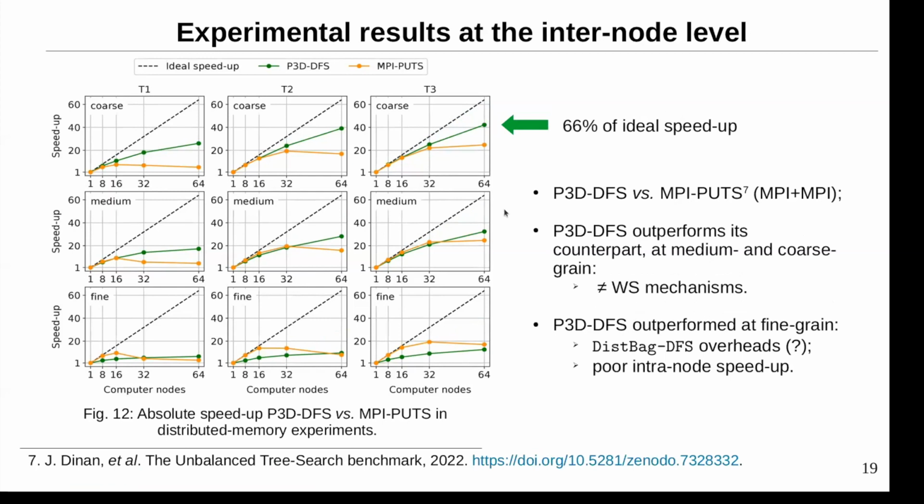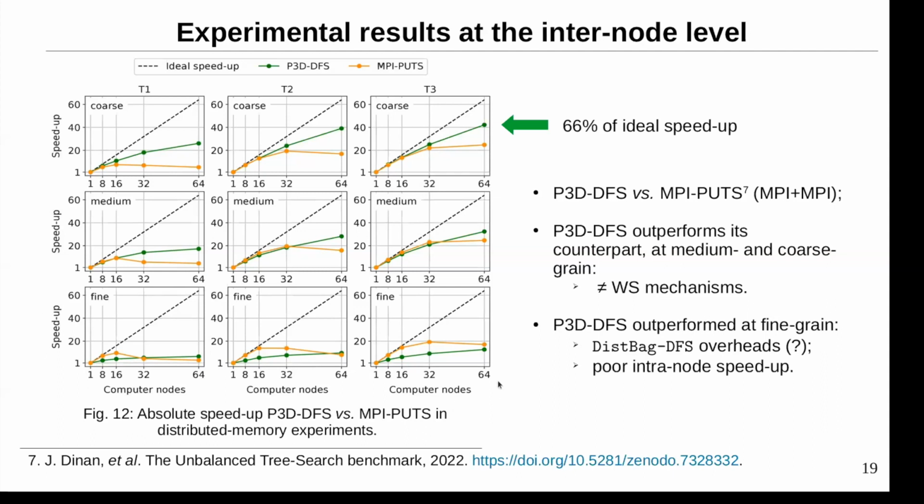Again, we can note that using the medium and coarse granularity, our approach is outperforming the counterparts. Again, this can be explained by the use of a non-locality aware work stealing mechanism in MPI PUTS. But as you can see, considering fine granularity, again, our approach is outperformed.